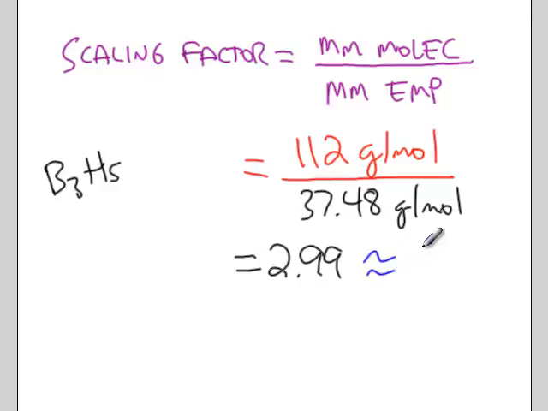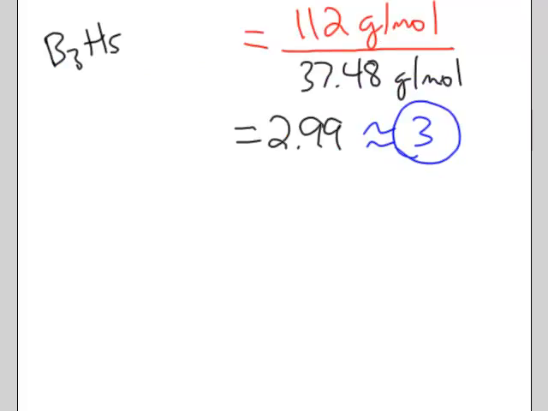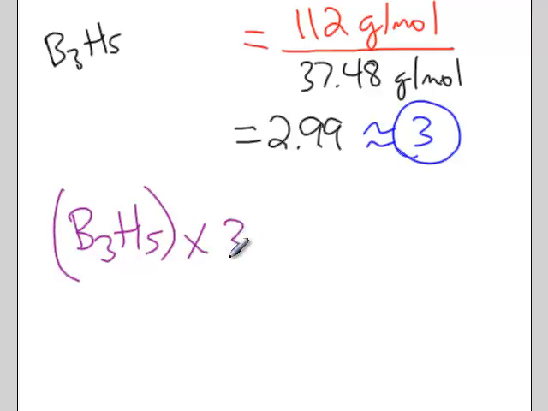But remember, scaling factors will be whole numbers. 2.99 is close enough to call that a 3. So now I take my simplest formula, B3H5, and I multiply each subscript by the scaling factor, and my true formula is B9H15.